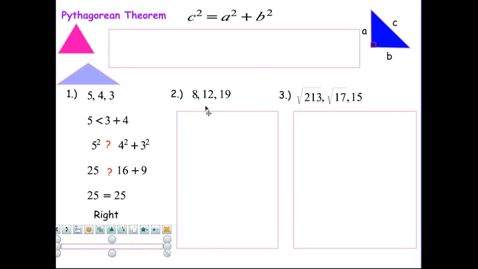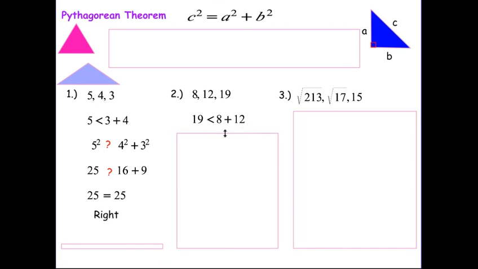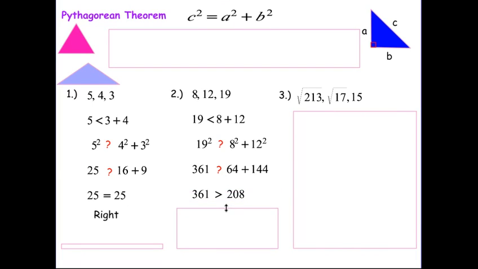Now, if we have the values 8, 12, and 19, 19 is in fact smaller than 8 plus 12 because that's 20. Now, if we square each one of those, and you can take a calculator out for this, 19 squared is 361, 8 squared is 64, 12 squared is 144. Add those two up, and 361 is greater than 208. So what type of triangle would we form if the longest side, when we square it, is greater, sorry about that.